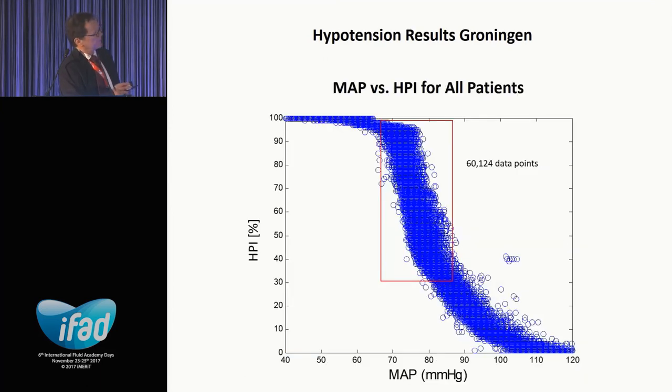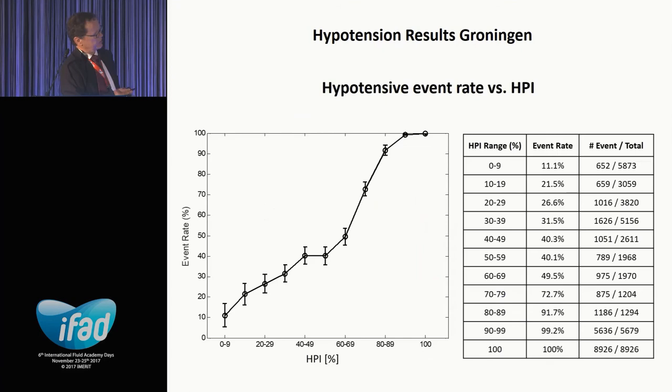And this is all of the data points from our patients, the relation between HPI and mean arterial pressure. So at the same mean arterial pressure, you can have a low or a high probability. So it's not simply a mirror or a reflection of mean arterial pressure. And this is the event rate again, showing that the higher the HPI, the higher is the actual occurrence of hypotensive events.